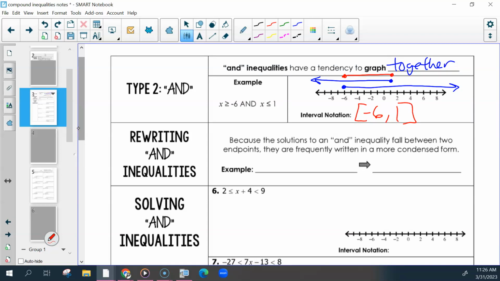Okay. We're going to rewrite this in a specific way. So I'm going to rewrite this down here. X is greater than or equal to negative 6. And x is less than or equal to 1. We're going to write them in a condensed form. That will look very much like how we wrote domain before. So start with negative 6, less than or equal to x, less than or equal to 1. So that part's not really new.